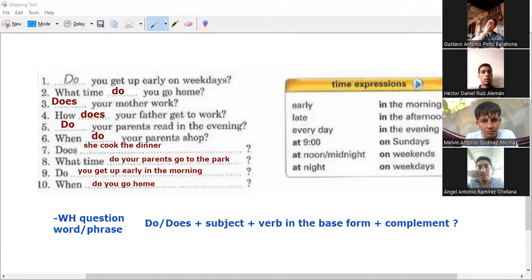Okay, so what I want you to do then, I want you to practice these questions with a partner. You're going to ask your partner, do you get up early on weekends? Yes, I do. No, I don't. What time do you get up on weekends? Oh, I wake up at 7 in the morning. I get up at 10 in the morning, et cetera. So you're going to give answers to the question. Is that clear?